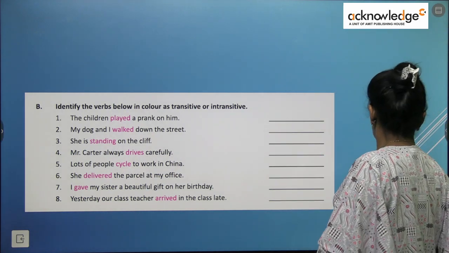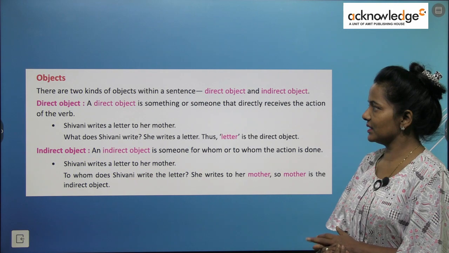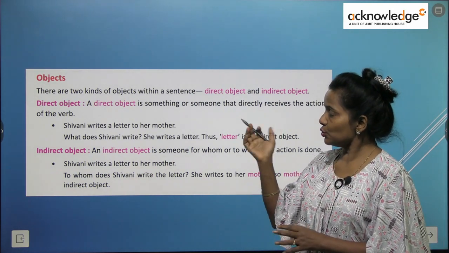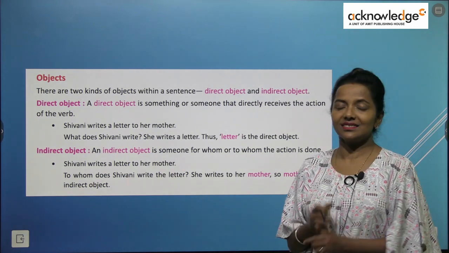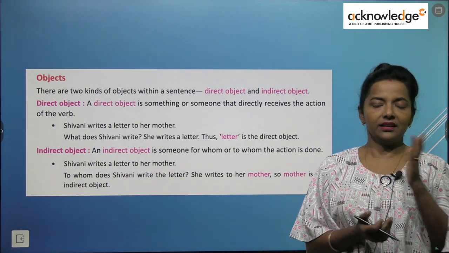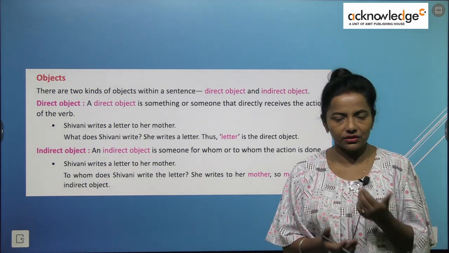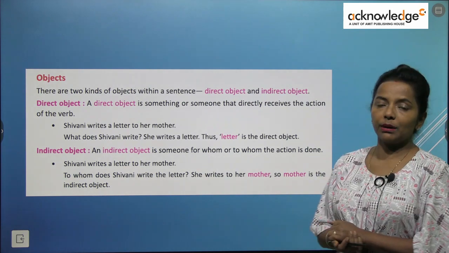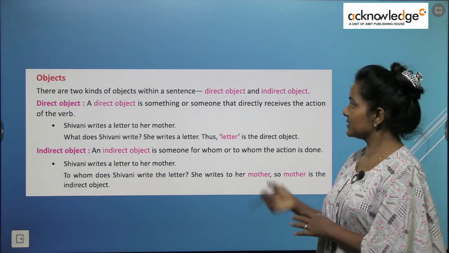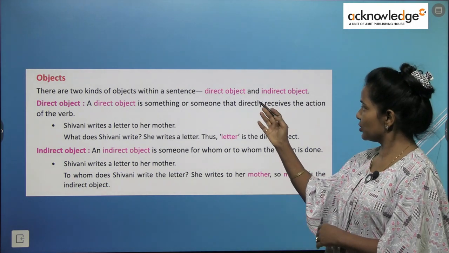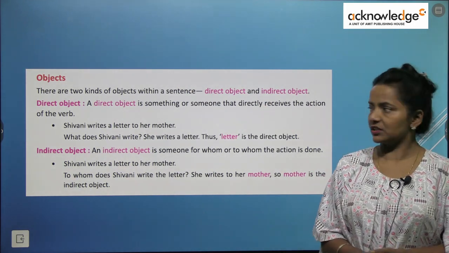So children, now let's see what other things are there. Objects. There are two kinds of objects within a sentence. Now as you have seen, when an object is added to the verb it becomes a transitive verb. So here we'll learn about the objects. There are two kinds of objects within a sentence: direct object and indirect object.